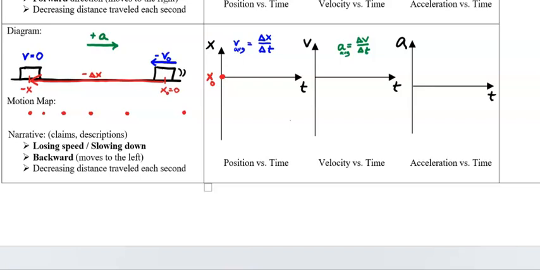So x naught of 0, and then x is going to end up some negative value at some later time t. And this is going to be getting less steep. So it's going to be a parabola that's going to be getting less steep. And so we're going to start off sloped and flatten out. Again, if it's truly at 0 speed, then this point here would be the vertex.